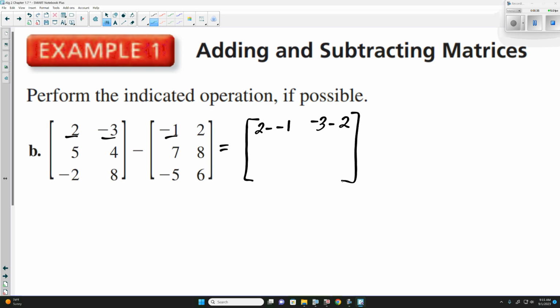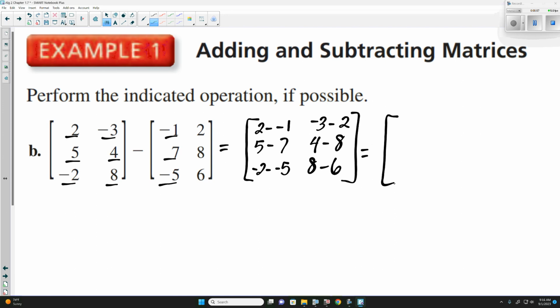Then we can go to the next one. We'd have 5 minus 7. Then we'd have 4 minus 8. Then the last one, we'd have negative 2 minus negative 5. And lastly, 8 minus 6.